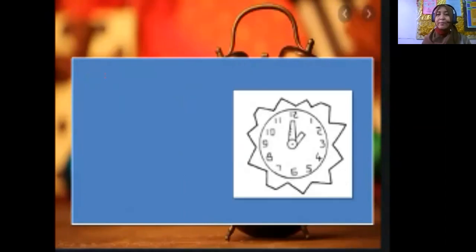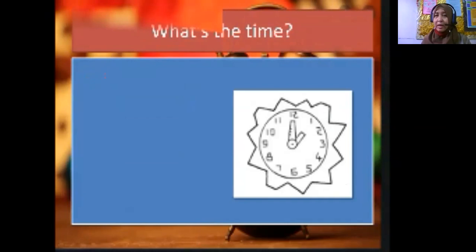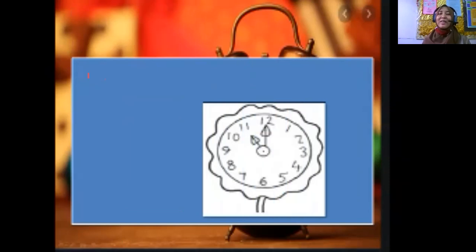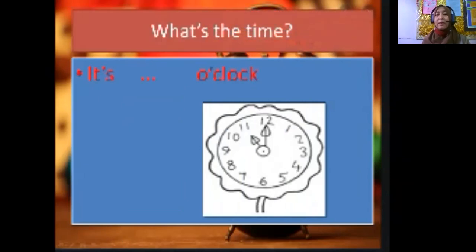Number 4. What's the time? Can you answer? Excellent, students. It's 1 o'clock. The next one, the short needle on number? Yes, it's number 11. So what's the time? It's 11 o'clock.